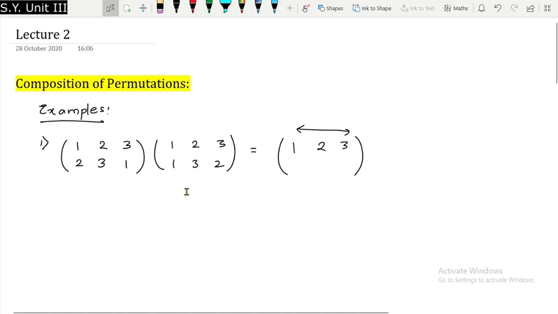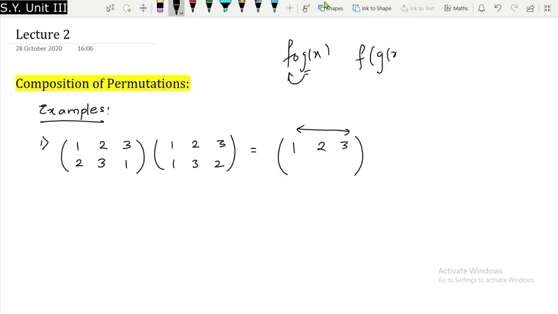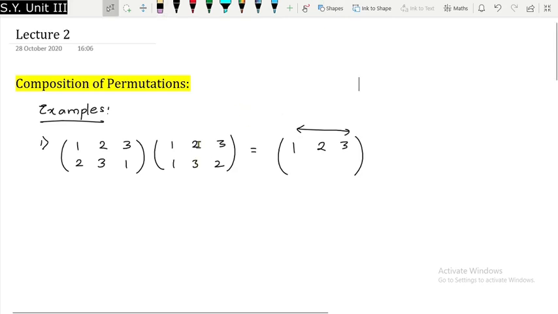If you recall the composition f of g of x, we operate g first and then we operate f, right? f of g of x. So first of all we operate g on x and then we operate f on g of x. Therefore we are going to go from what? Right to left. So 1 goes to 1 and here 1 goes to what? 2. Therefore over here 1 will go to 2.